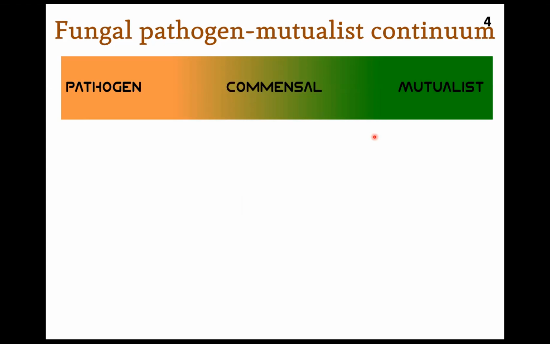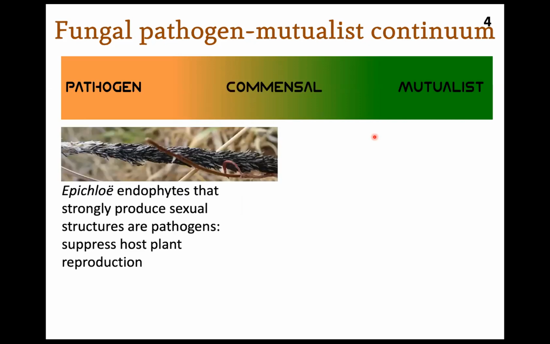And so it turns out that when you think about fungi, often this is a more productive way to think about it than just saying, oh, that's a pathogen, oh, that's a mutualist. And if we look at the epicloe endophytes, these are a very good illustration of this point. I told you that epicloe endophytes that are sexual will suppress the host plant reproduction by killing off the flowers. And that's what's shown here.